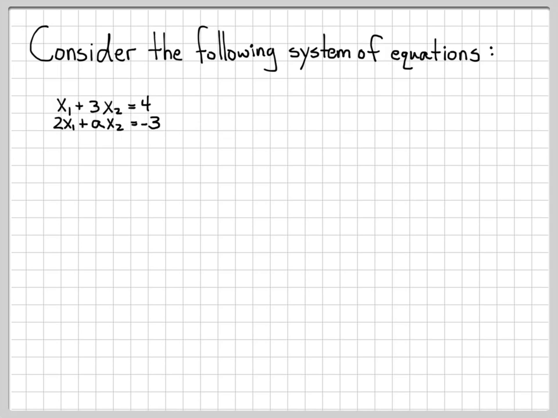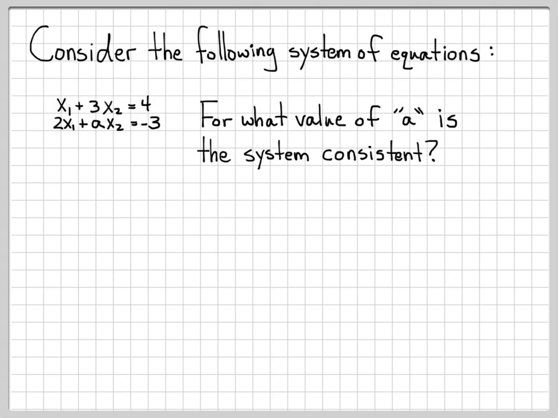The first one is x1 plus 3x2 equals 4, and the second equation is 2x1 plus a x2 equals negative 3. So right here we have this variable a. It's not an unknown, but it's a variable in the system of equations. What we're going to do is figure out for which values of a this system of equations has a solution. So for what value of a is the system consistent? That's the question we're going to try to solve here.